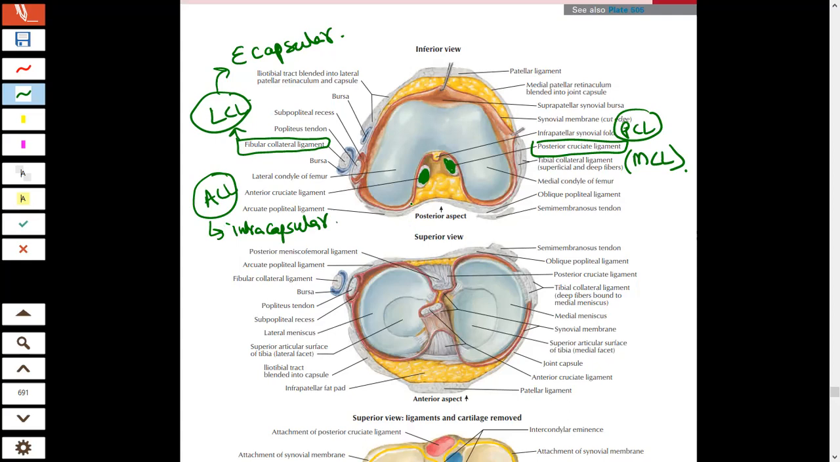So what you must remember, I will explain anterior drawer sign and posterior drawer sign and Lachman test. I will explain also, no need to worry. First let the anatomy be done once, then I will explain these things. Okay, so now you are looking at the knee joint superiorly. So see this one. This is the lateral meniscus. Lateral meniscus. And this is the medial meniscus.